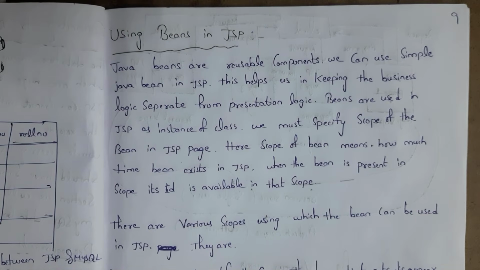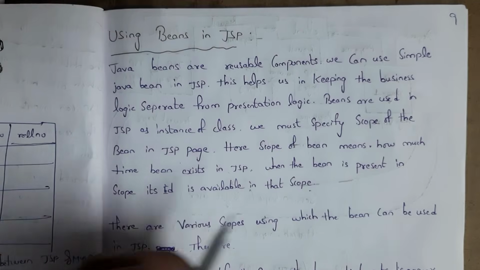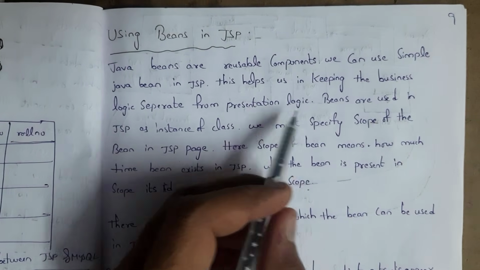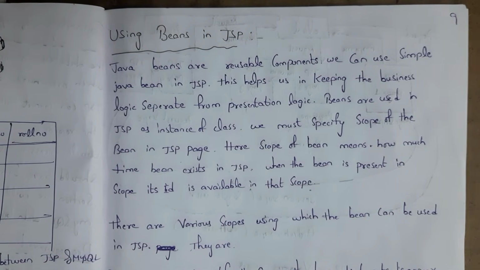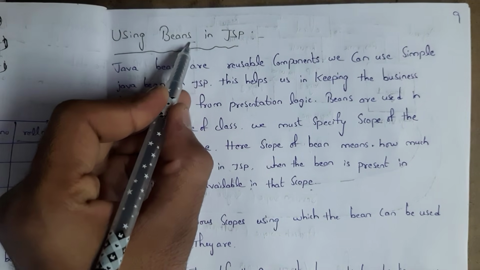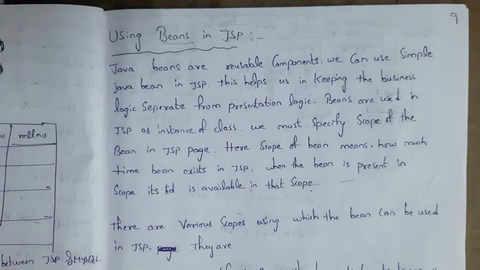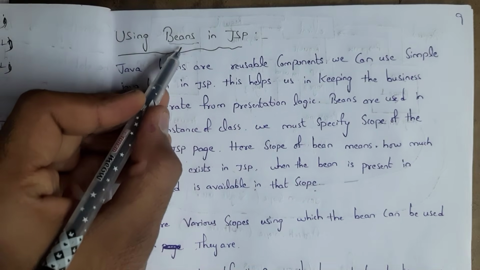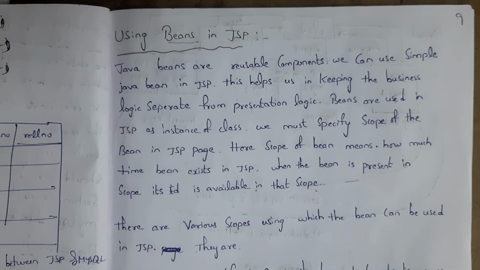This is step 2. Next topic is using beans in JSP. As we know, in JSP we can separate presentation logic and business logic. We can separate this presentation logic and business logic by using these beans. These beans are reusable components. We can also call these beans Java beans because they are written using the Java language.